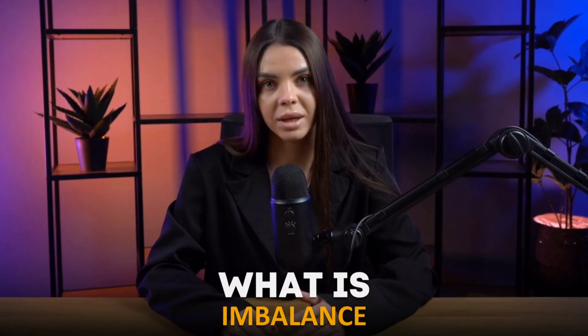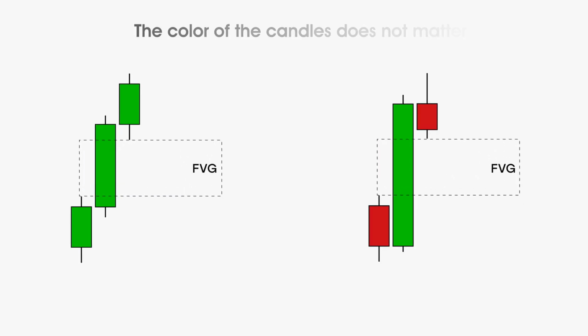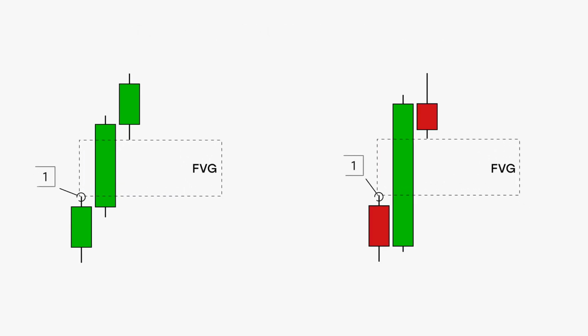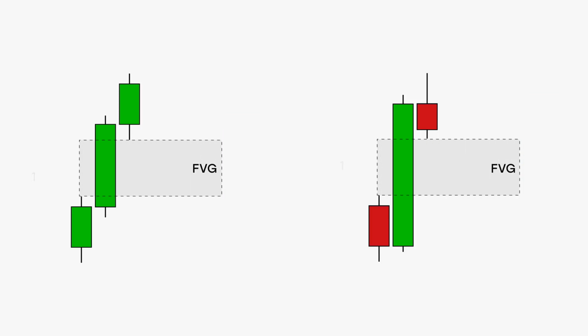Let's dive into what imbalance is. Simply put, it's an area on the chart where a gap forms between the wicks of 3 consecutive candles. The color of these candles doesn't matter. In a bullish scenario, the upper wick of the first candle doesn't reach the lower wick of the third, leaving an empty space that indicates a sudden market gap. In practice, this means that buyers suddenly became active and sellers couldn't react in time. As a result, the price spiked, leaving a gap between the wicks of the first and third candles.